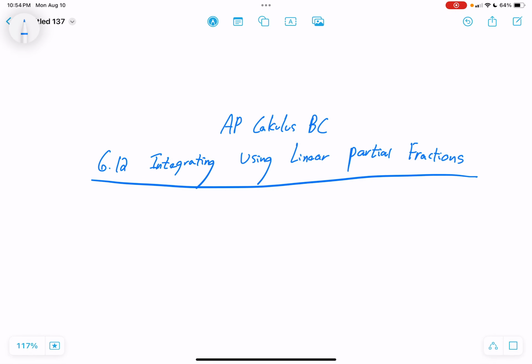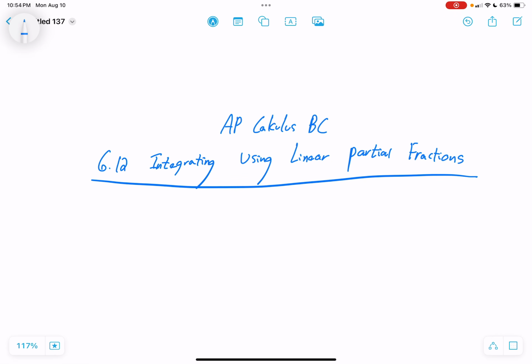Alright, this is topic 6.12, integrating using linear partial fractions. And here is another integration method that is beyond the scope of AP Calculus AB, but it is in BC. So let's think back to what are linear partial fractions.